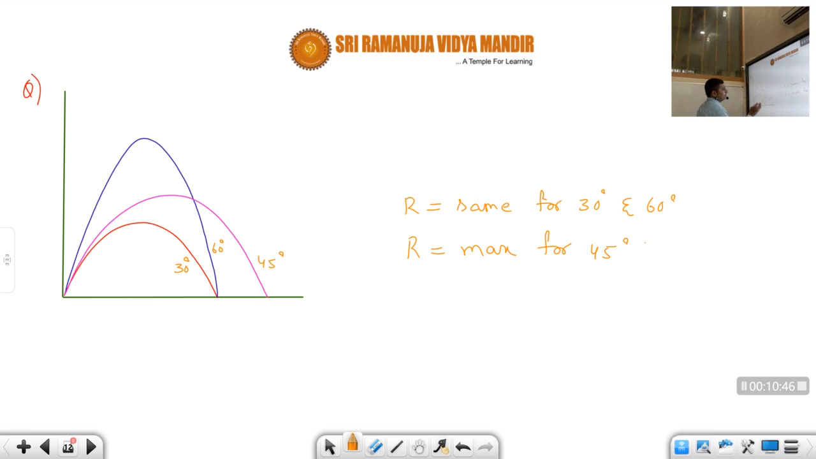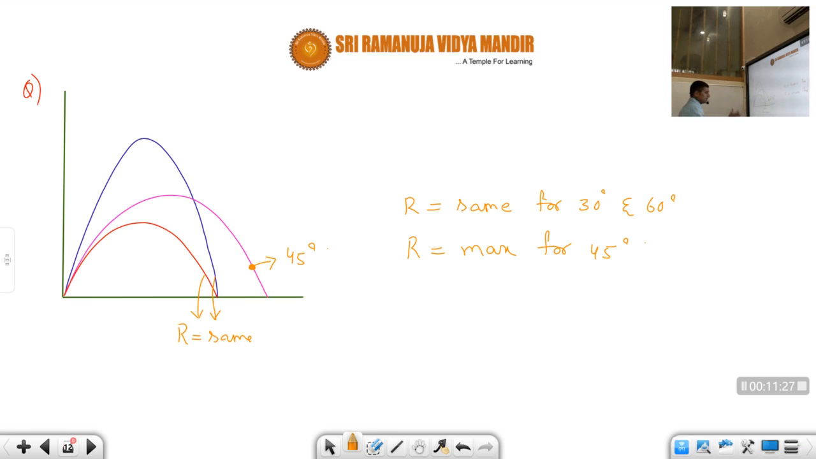Otherwise, suppose if they don't give angles, then also we can tell that out of the given projectiles, this projectile has the maximum range. So therefore this one must be projected at an angle of 45 degrees. And these two projectiles have same range. So that means they must be complementary angles, that means either 30 and 60 or 15 and 75, like that. Okay, students, I hope you are clear.